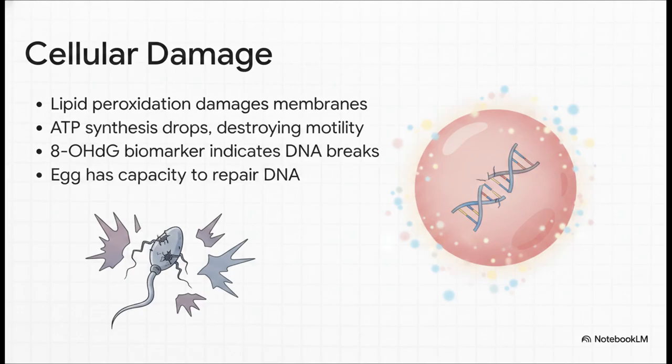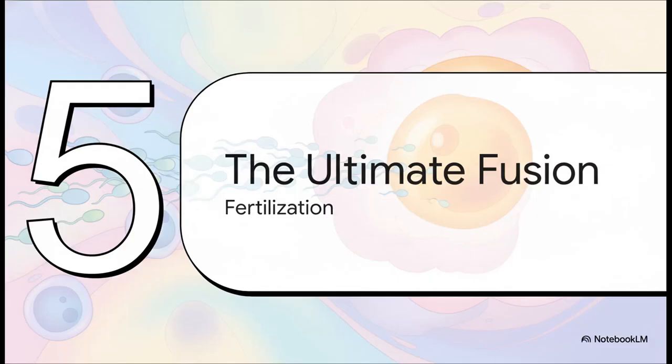which we can track with the 8-OHdG biomarker. And here's a really fascinating twist. A healthy, young egg actually possesses some innate capacity to repair the sperm DNA damage during embryogenesis. The massive mothership is built to fix some of the tiny delivery vehicle's cargo. How cool is that?